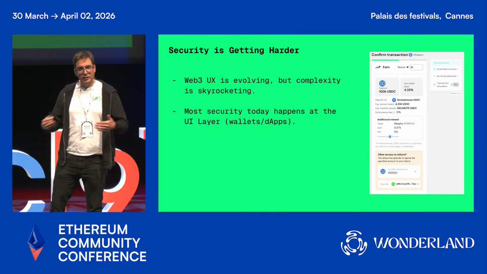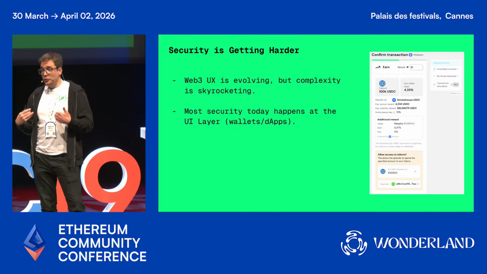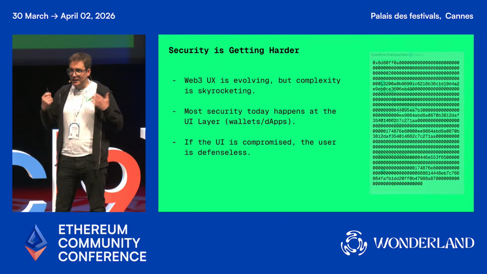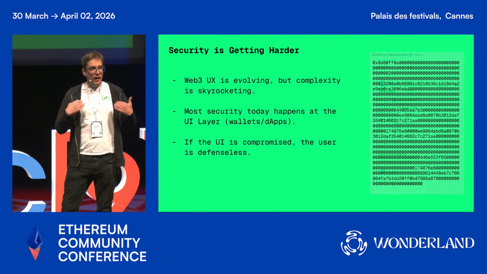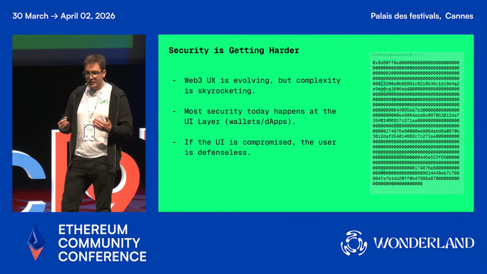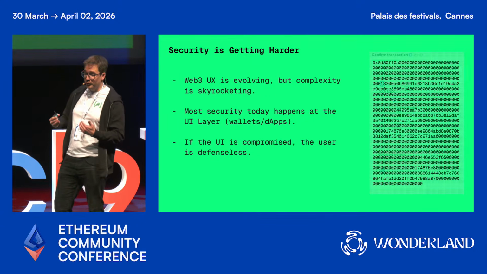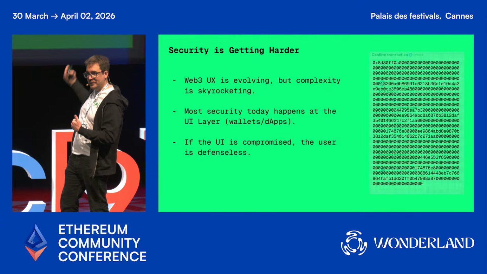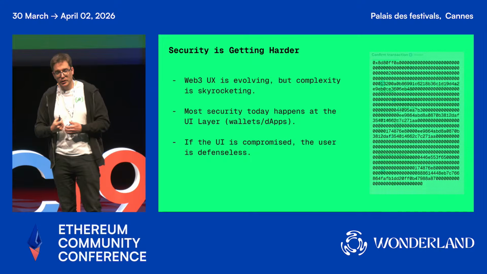But most of these checks only happen on the UI layer. And we had to learn the hard way that the UI layer can be compromised. And if it is compromised, it becomes really hard for the user to understand what is happening, because on most other wallets, this is what they see. And it's like, hey, please read this and sign this, and hopefully you know what you're doing.